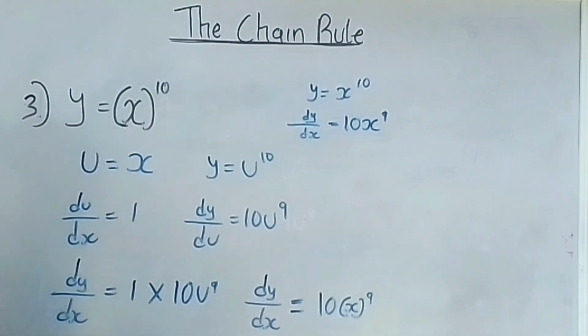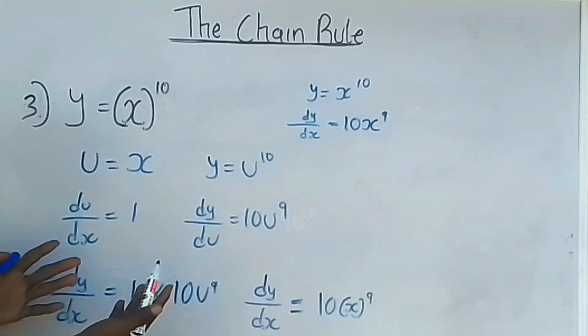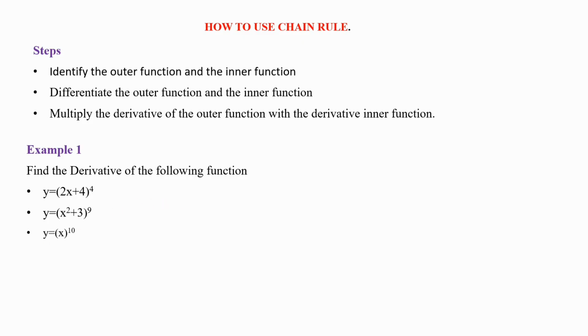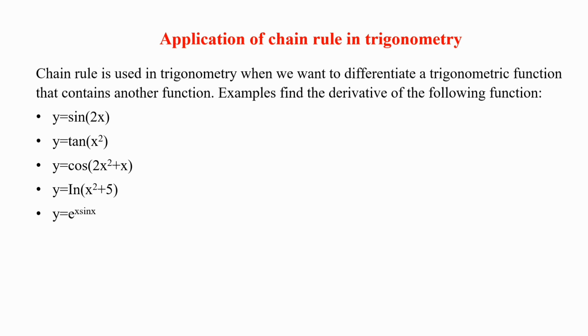So, but there are some functions that it will be very hard to differentiate using the power rule of differentiation. So we make use of the chain rule of differentiation. Now, when do we use chain rule in trigonometry? Chain rule is used in trigonometry when we want to differentiate a trigonometric function that contains another function.